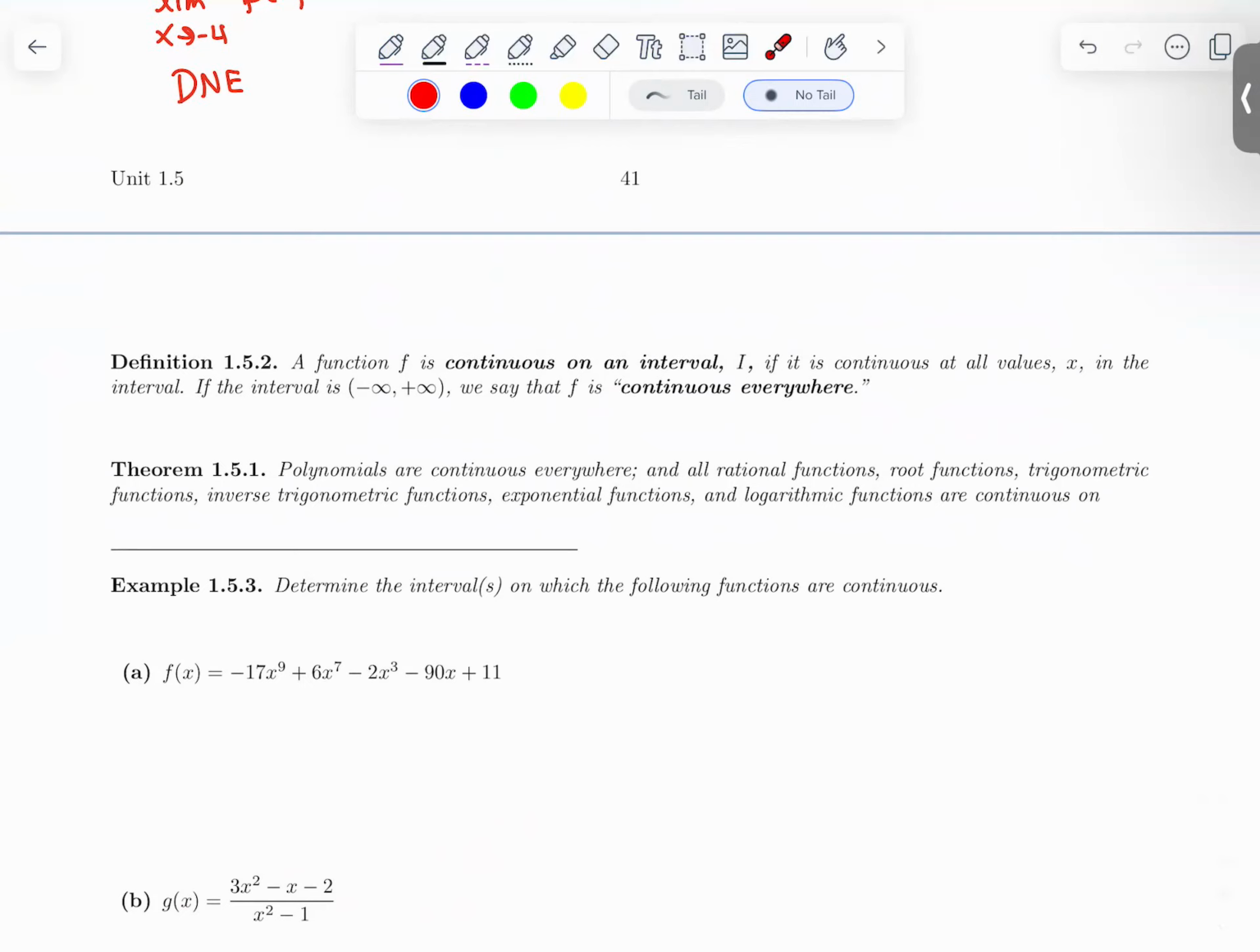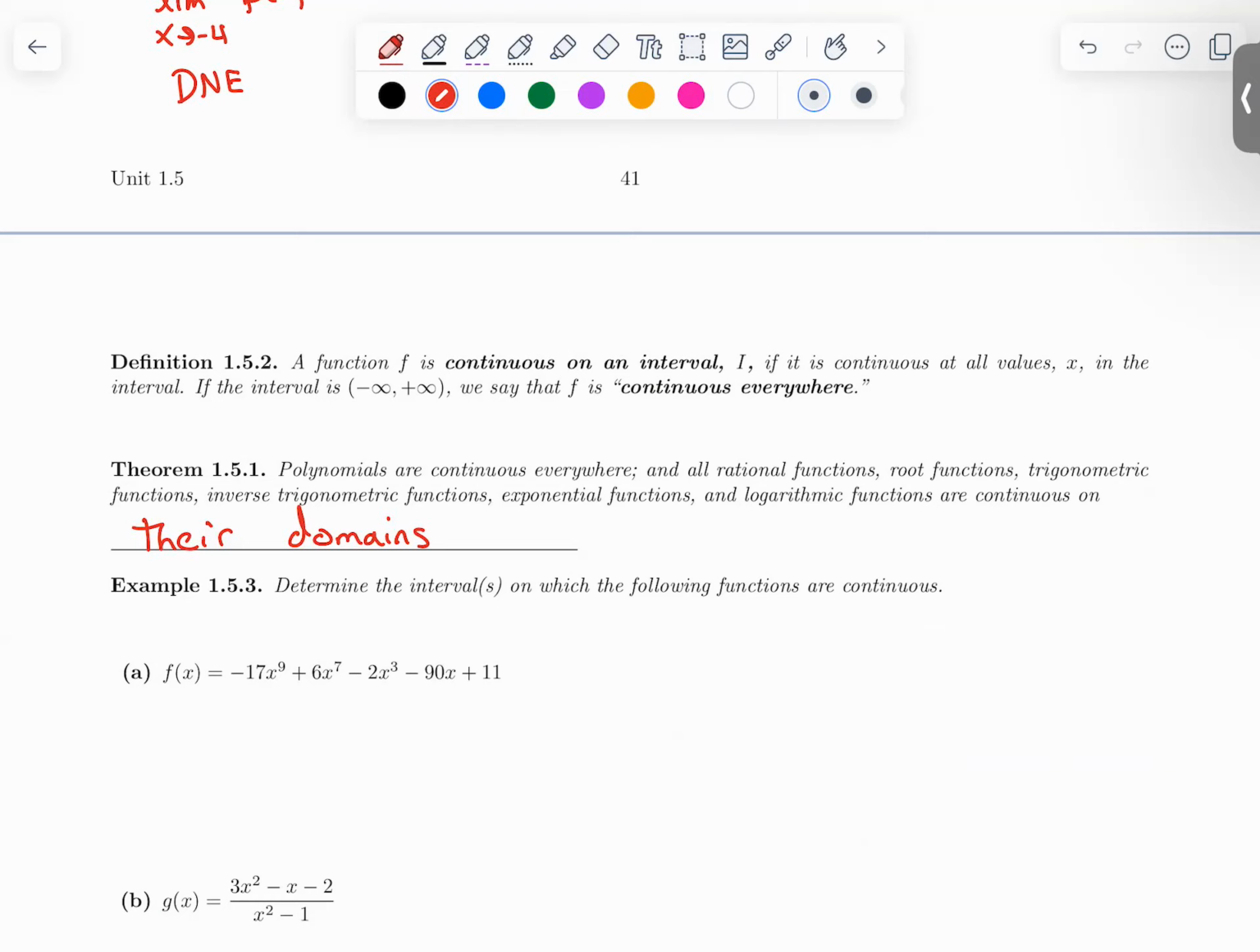Theorem 1.5.1. Polynomials are continuous everywhere, and all rational functions, root functions, trigonometric functions, basically every function we've ever experienced, whether it be in pre-calculus like exponential and logarithmic and root functions and rational functions, or in trigonometry with trig and inverse trig, they're all continuous on their domains. Piecewise functions have their own problems, but every other function that we've encountered is just continuous on its domain.